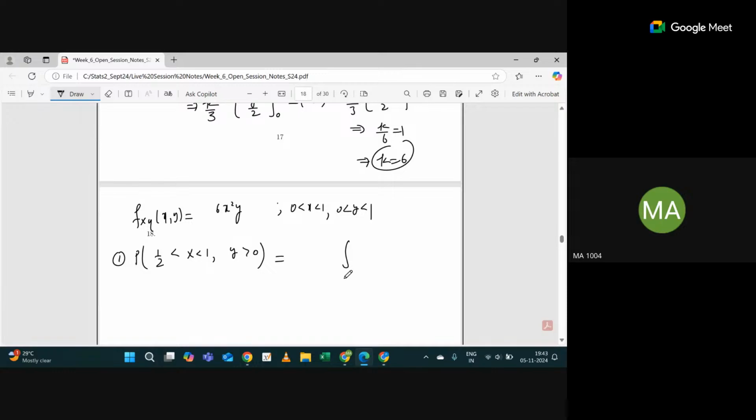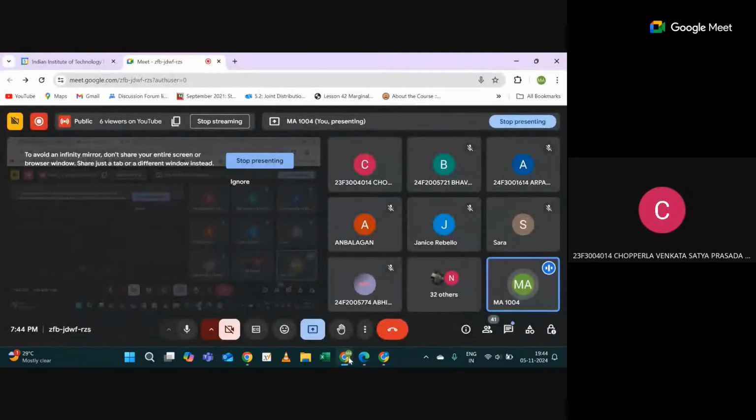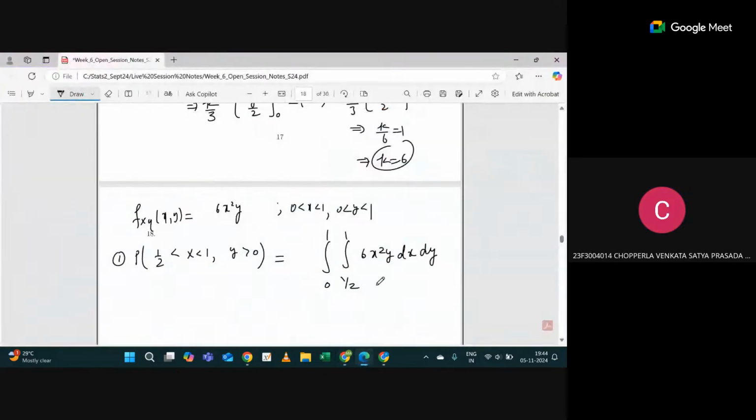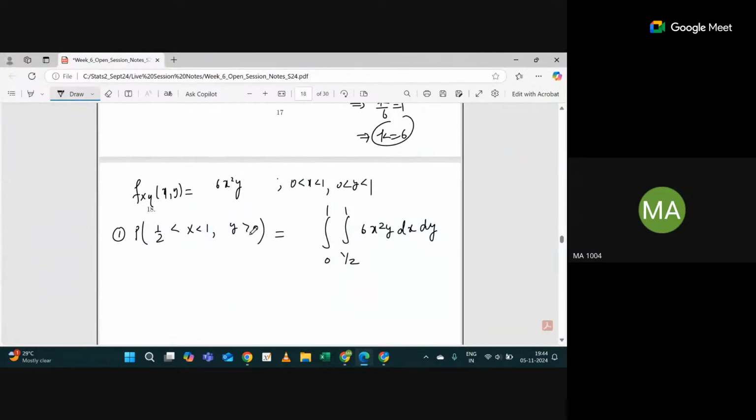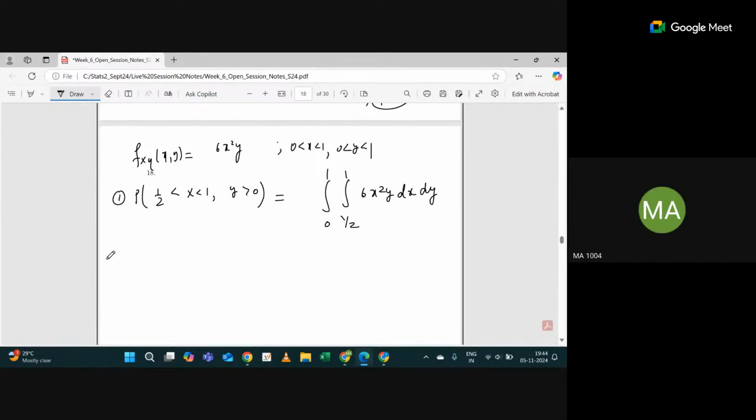I have to integrate x from half to 1. Yes or no? Yes, sir. And the limit of y will be 0 to 1. That is something you have to do. Would you agree with me? So y greater than 0 means 0 onwards, and the upper limit is 1, so I can take only till 1. Okay. Now the same thing.